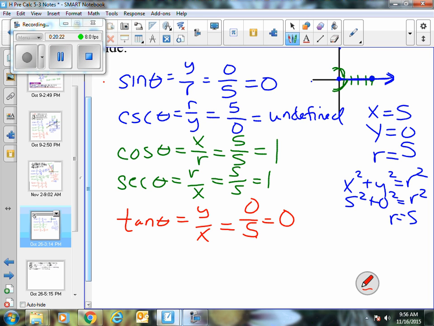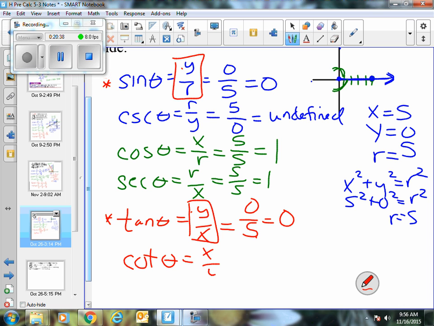And whenever sine is 0, tangent's going to be 0 too. Can you see why that's going to be true? Look at the two ratios. So whenever sine is 0, tangent is 0. Look at what they both have on top. The y, and when y is 0, yep, the answers are going to be 0.